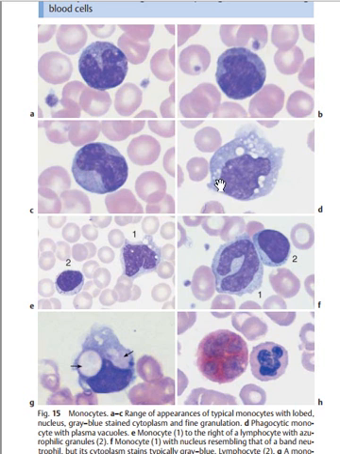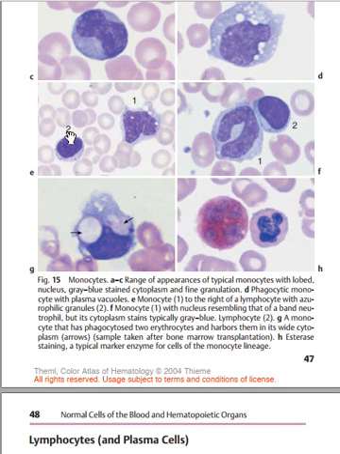Now diagram D shows phagocytotic monocytes with plasma vacuoles. So these are the different vacuoles here, formed when it has already done phagocytosis.